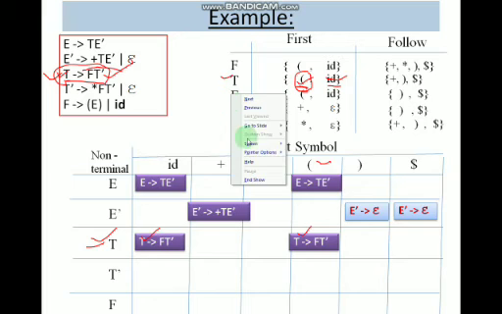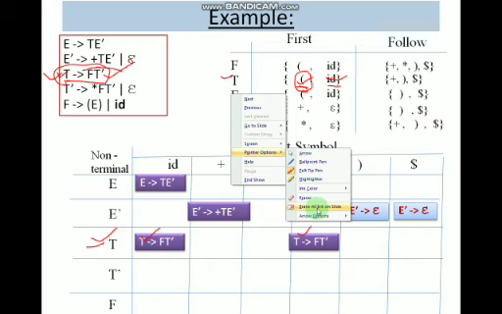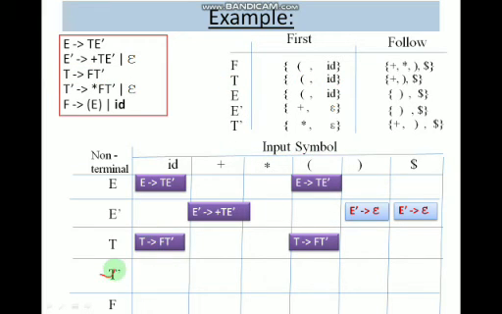Now we will try to fill more entries for T dash. Where is T dash? This is T dash and this is asterisk. So this would be the location to fill the entry. We would put this production, because first of T dash contains the asterisk. Look at here, this one.